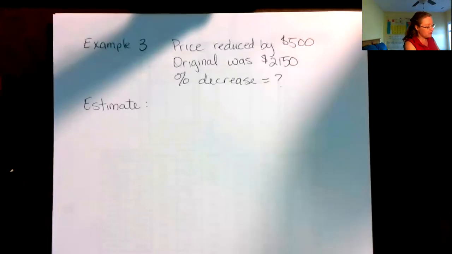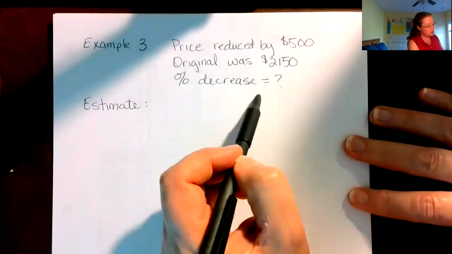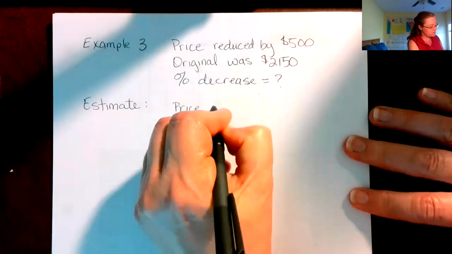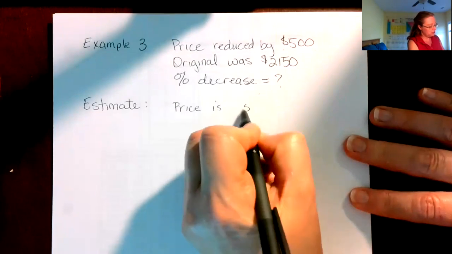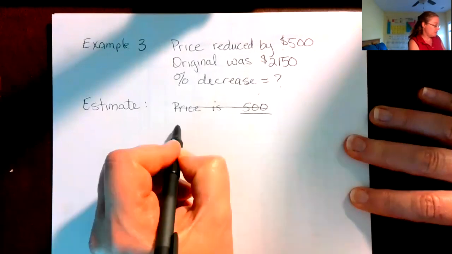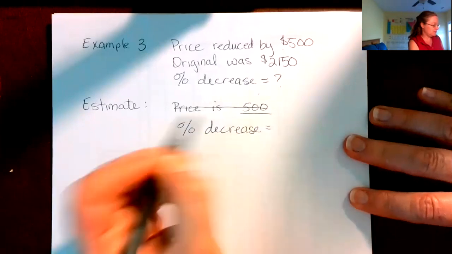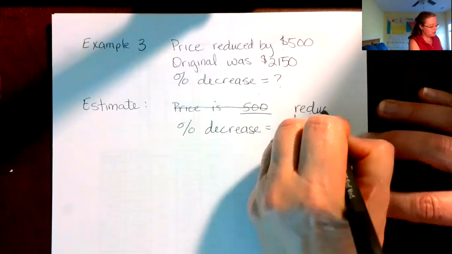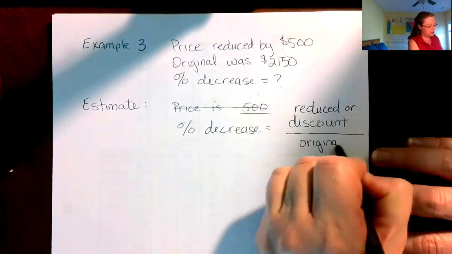Got a price reduced by $500. The original was $2,150. What's the percent decrease? Let's use our formula first: the percent decrease is equal to the discounted or reduced amount divided by the original amount, times 100 to turn it into a percent.